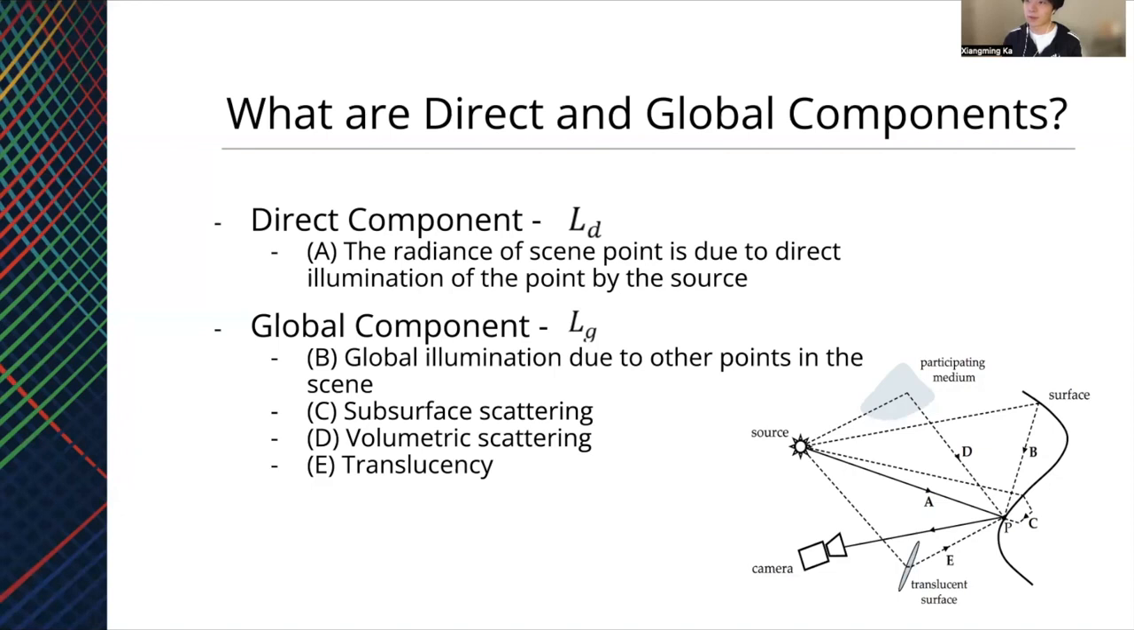So the radiance of a surface point measured by the camera pixel due to the significant scattering events is referred to as the direct component of the scene. And the remaining radiance measured by the camera pixel is referred to as the global component. Well, in addition to the interreflections, the global illumination received by the camera pixel may be due to volumetric scattering, subsurface scattering, or even light diffusion due to the translucent surfaces.